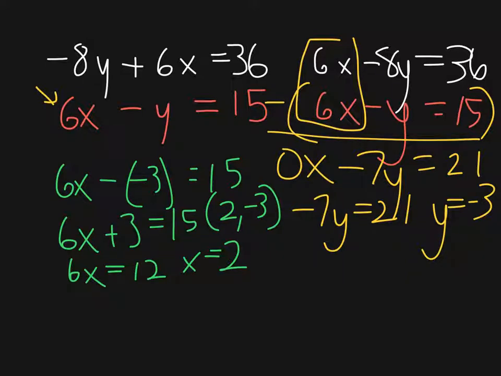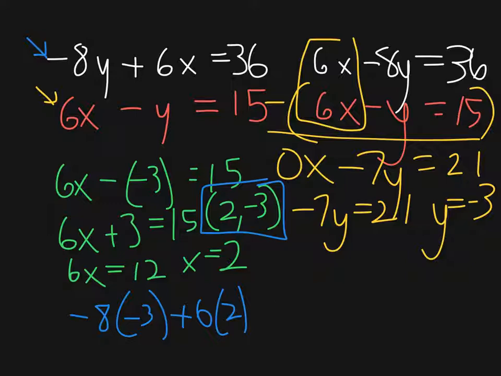So now I just got to plug this 2, negative 3 into the other equation. So I'm going to plug it now into this one here and see if it's a solution for that one too. So negative 8 times negative 3 plus 6 times 2 is equal to 36. I'll write this over here. This would be 24 plus 12 is equal to 36. That's true, so I know that this is a solution for both. And we're done.